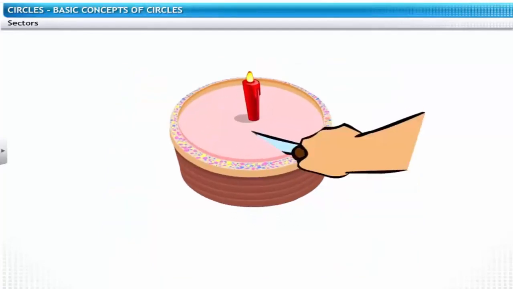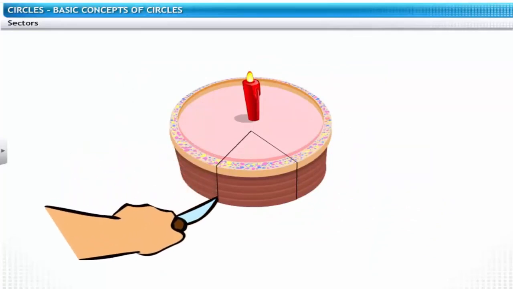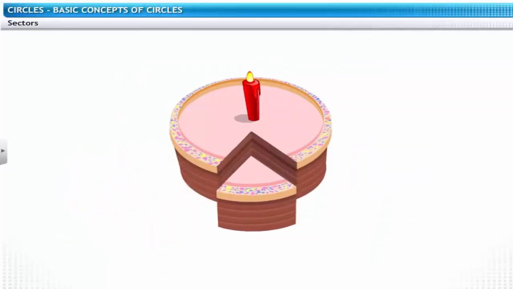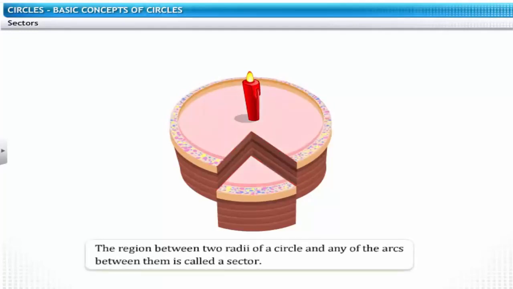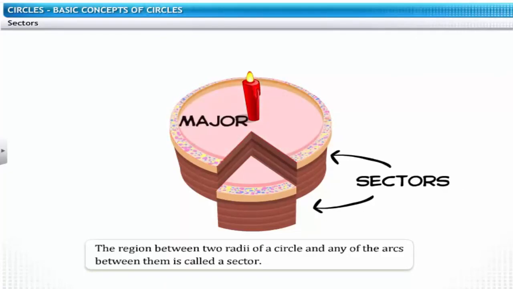Another way of cutting a cake is starting from the center and cutting it across two radii to cut a wedge. The region enclosed by any two radii of a circle and the arc between them is called a sector. The major arc forms the larger or major sector. The minor arc forms the smaller or minor sector.